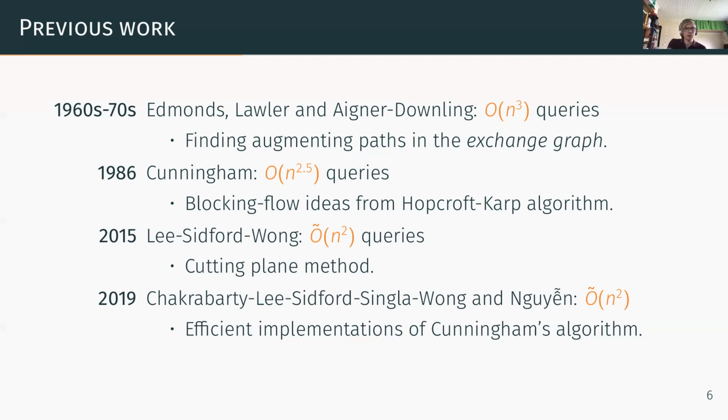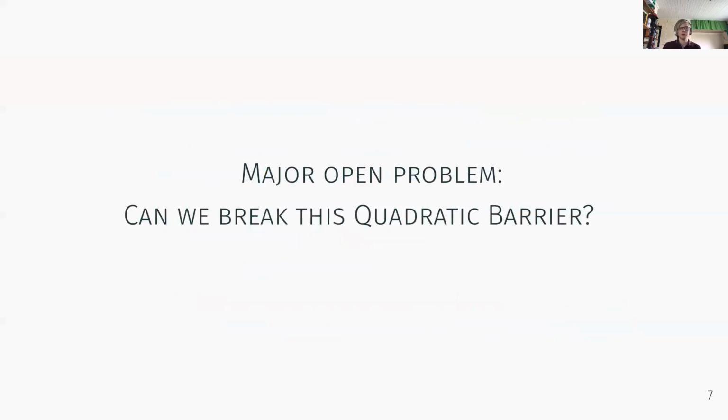So what we can see here is both that these cutting plane methods and these augmenting path methods are currently both stuck at this quadratic barrier. They run in n-squared number of queries. So this is the major open problem we have been attacking, whether we can break this quadratic barrier.